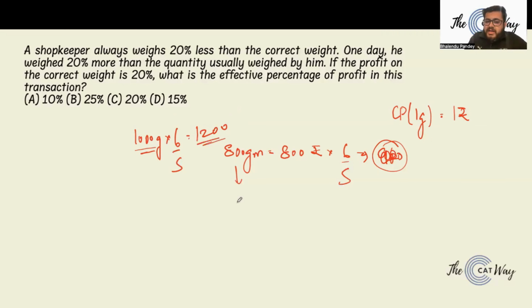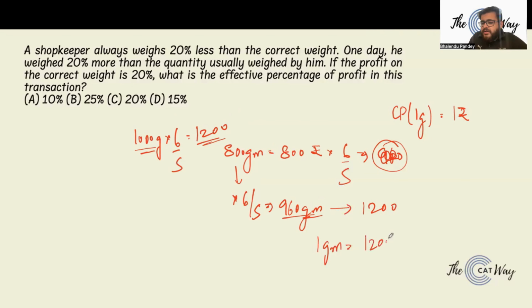But today by mistake, he measured 20% extra. So he measured how much? 960 gram. Now he is unaware of that, right? So he gives away 960 grams, he still cheats and gives 960 grams this time. But the charge he is going to do the same, that is 1200 rupees. He's charging me 1200 rupees, right? So for every gram, how much rupee is he charging me? 1200 divided by 960. So he's charging me 5 by 4 rupees.